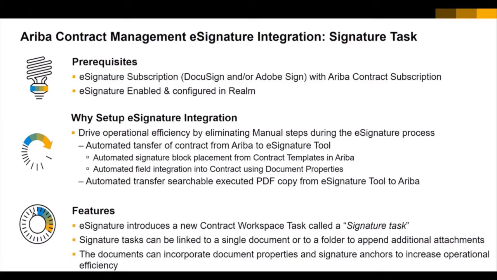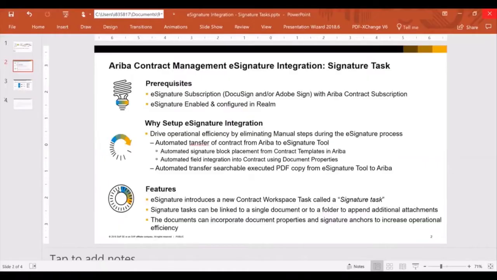The feature that actually drives this integration is called a signature task. For those who are familiar with workflow management in the contract management modules, you'll know that you have approval tasks, you have review tasks. A signature task is a new feature that's available once you turn this feature on. Signature tasks can be linked to a single document or a folder, and the documents can incorporate document properties like I mentioned prior. I'm going to log into the tool and provide a quick overview of a signature task.